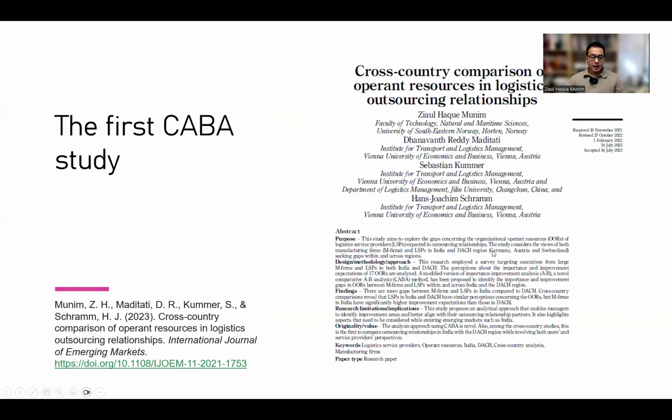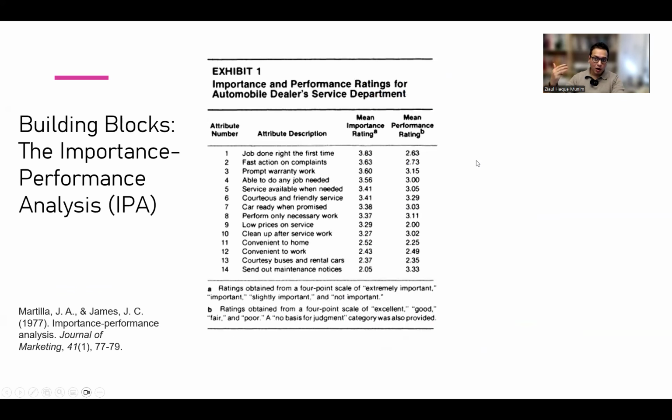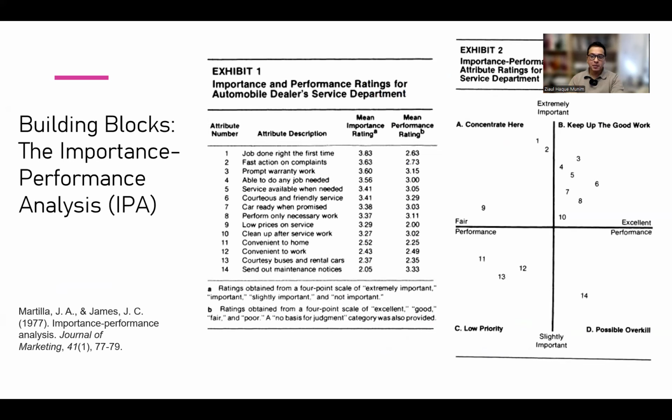So first, we talked about the first study, that was the CABA method paper that was done mainly by me and my colleague and 2 of our professors, Professor Sebastian Kumar and Hans-Joachim Schramm. This study was actually one of the major parts of the PhD thesis of Dhanvant Reddy. We discussed this paper in the first video, so we will move on, and then we talked about the importance performance analysis, the IPA method, in the second video, which is the building block of the CABA method.